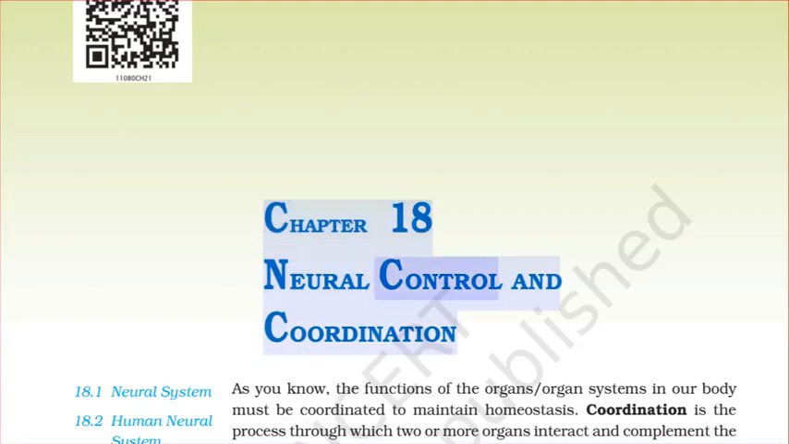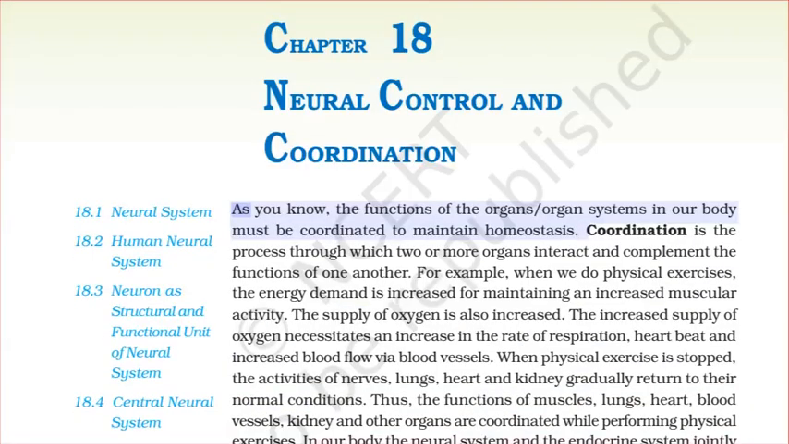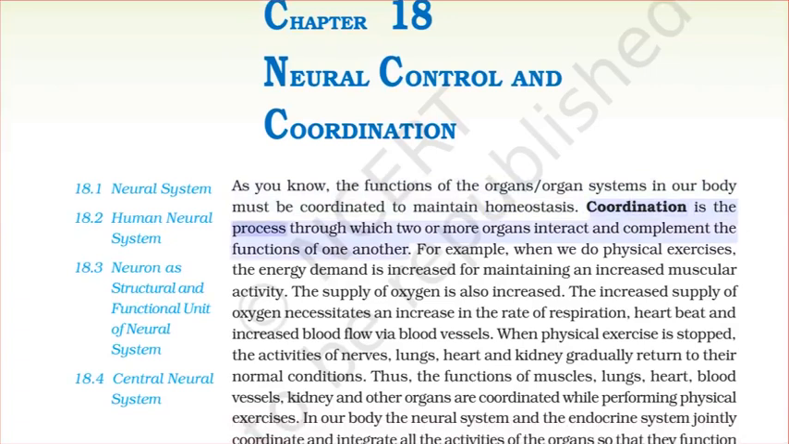Neural control and coordination. As you know, the functions of the organ systems in our body must be coordinated to maintain homeostasis. Coordination is the process through which two or more organs interact and complement the functions of one another.